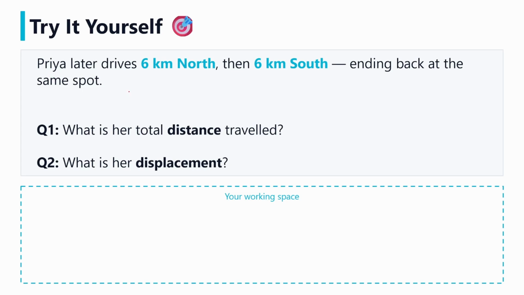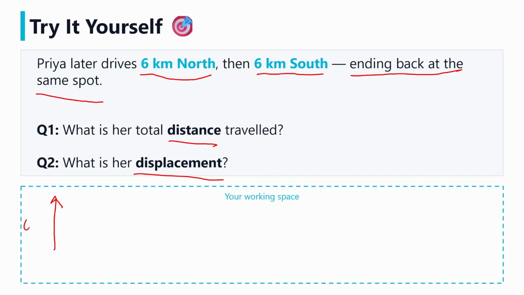Alright, so let's try this question. Priya later drives 6 kilometers north and 6 kilometers south, ending back at the same spot. This is important for later. Two questions, we have to find the distance and displacement. Before we answer the questions, let's just draw a diagram of her motion. So she first goes 6 kilometers up, so north basically, and then she goes 6 kilometers south, so down. Note that there's no horizontal motion. I'm just adding it for the sake of visualization. Actually, she just goes up and she just comes back down.